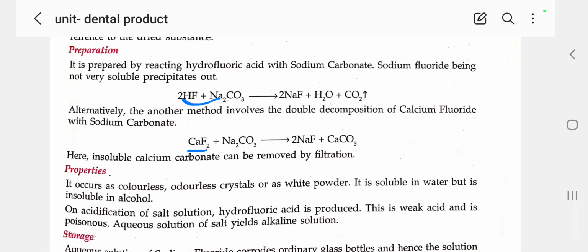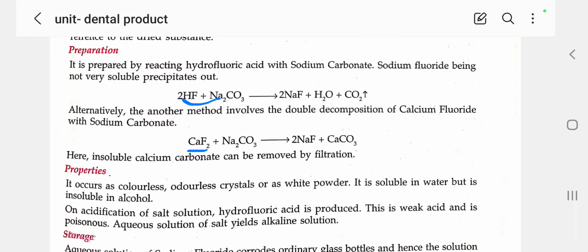Here the insoluble calcium carbonate can be removed by filtration. When calcium fluoride is treated with sodium carbonate, there is the formation of sodium fluoride and calcium carbonate. The calcium carbonate is obtained in insoluble form, so it can be removed by filtration.